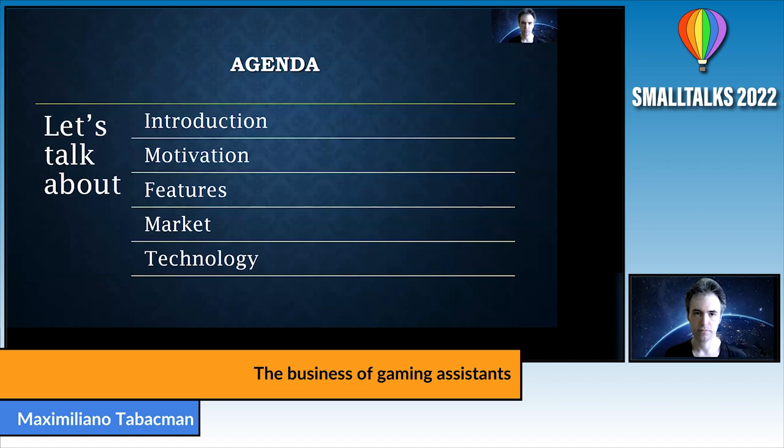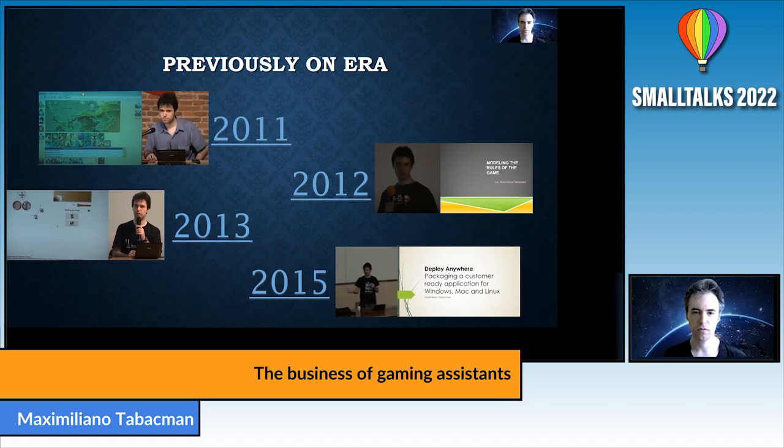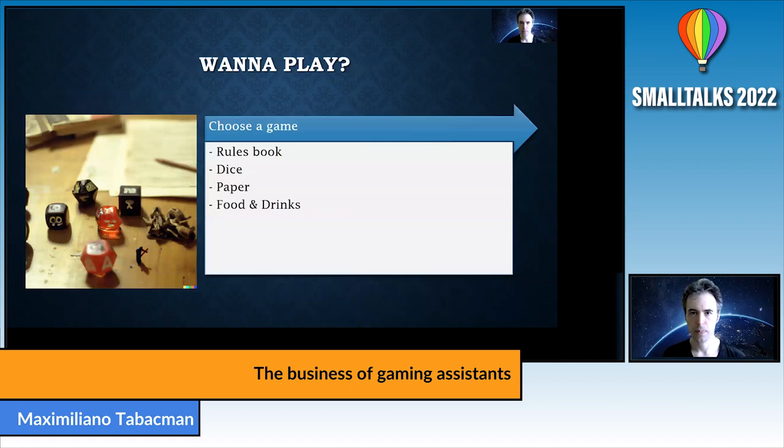So maybe you've seen me previously, 2011, 12, 13, and 15, talking mostly about the same things. Maybe introducing the application, then about the model behind it, the rules of the game, then maybe an update on how it uses the web technology behind it. And finally, the last time you saw me, like 7 years ago, when I told you how I deploy this application. But now let's see more of an integral talk on how the business of it works and how it has evolved over the years, so that you can see that it is doable and it doesn't require that much.